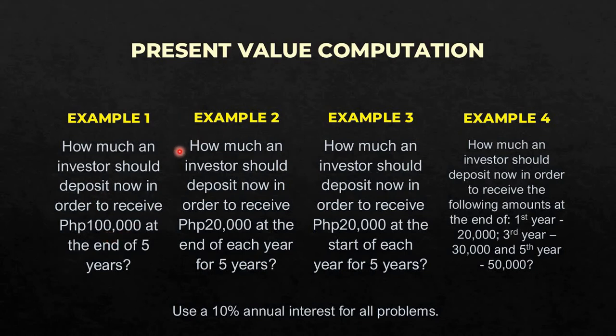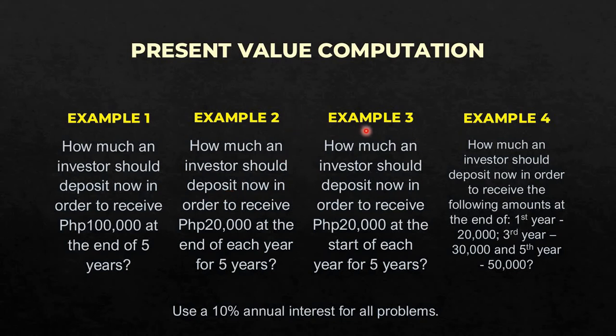Then, for example number 2, how much an investor should deposit now, which is the present value, in order to receive 20,000 pesos at the end of each year for 5 years. So, ganun pa din, meron tayo itong future value. And yung future value natin is yung 20,000 pesos at the end of each year for 5 years. So, ibig sabihin, taon-taon, sa loob ng 5 taon, ay makaka-receive tayo ng 20,000 pesos, which is again, as far as the present date is concerned, yung 20,000 is a future value. Future value yun kasi syempre, mangyayari pa yun during 5 years from now. So those are cash inflow kasi marireceive nga natin yun. Pero ang tinatanong nating deposit ngayon at present date is the present value. Magkano daw dapat ang ilalabas nating pera para ilagay sa deposit?